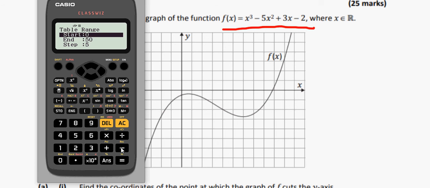I'm going to start at minus 5, and then I'm going to end at 5. I'm going to step at 0.5. You'll see why in a minute. Now, here are the points, aren't they? Now, what point is 0 at? 0, minus 2. That's where it crosses the y-axis, isn't it?